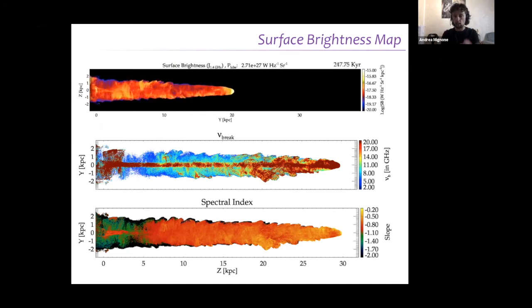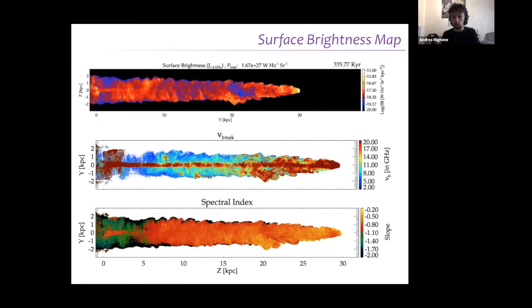So I can compute the surface brightness of the jet at one particular frequency, 1.4 gigahertz in this case, for example. And from this, I can also estimate the breaking frequency, that is the frequency at which your spectrum has a sharp cutoff, and the spectral index, the slope of your distribution. And by this, we are building a framework that allows us to build, let's say, the bridge between numerical simulation on one side and observation on the other.